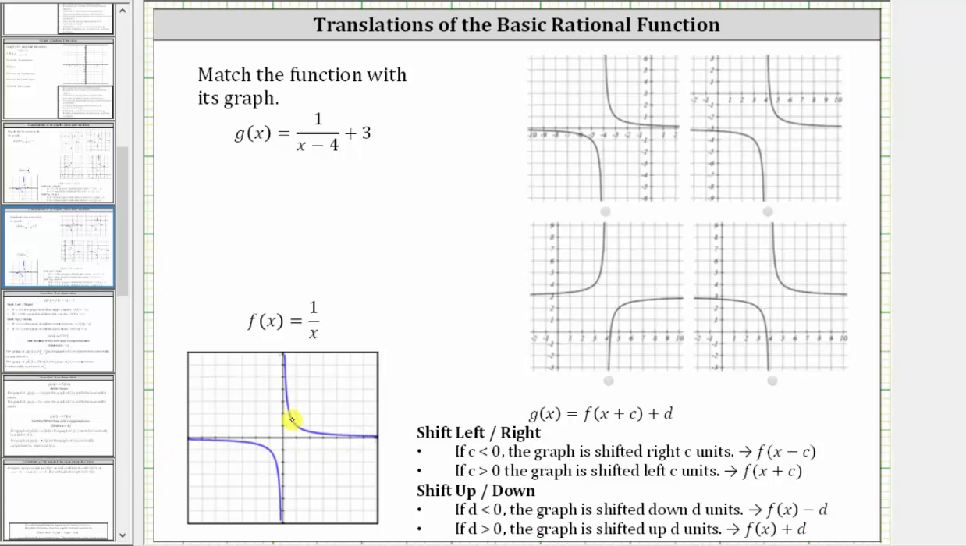Now looking at the function g of x, notice the zero of the denominator is x equals positive 4, which means x equals 4 is the vertical asymptote of g of x. And since the vertical asymptote changed from x equals 0 for f of x to x equals 4 for g of x, we can say that g of x is f of x shifted right 4 units. Then because of the plus 3 on the end, the graph is also shifted up 3 units, and therefore the horizontal asymptote is no longer y equals 0, it is y equals 3.